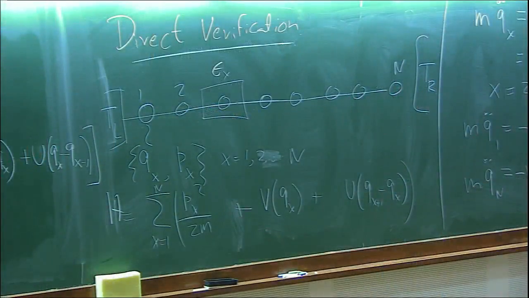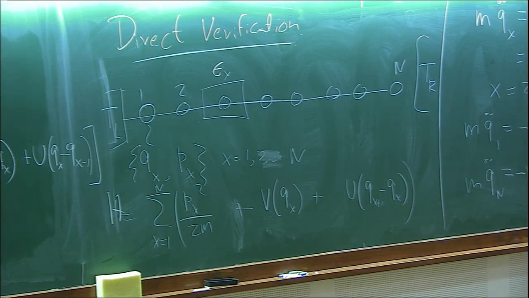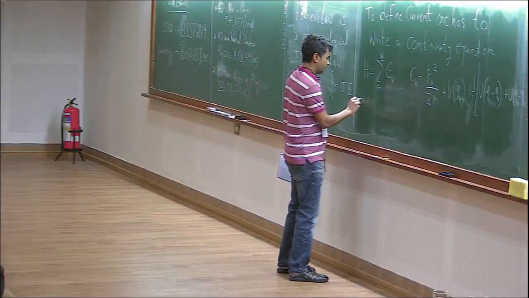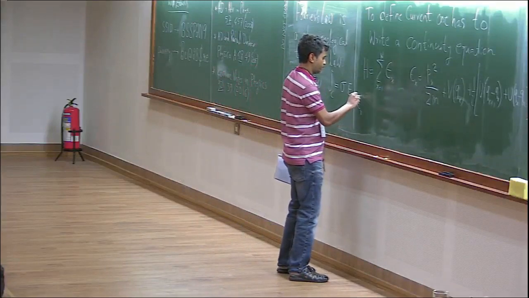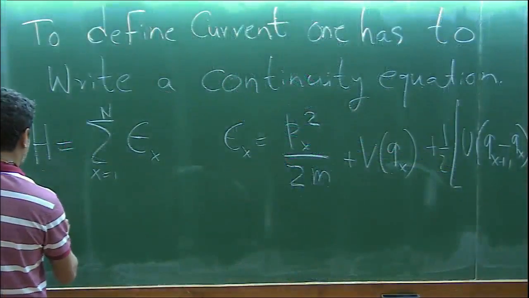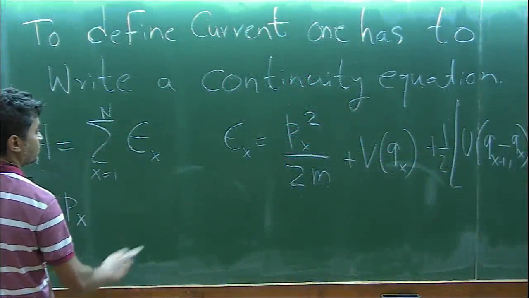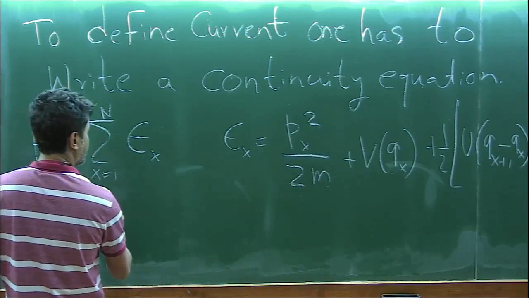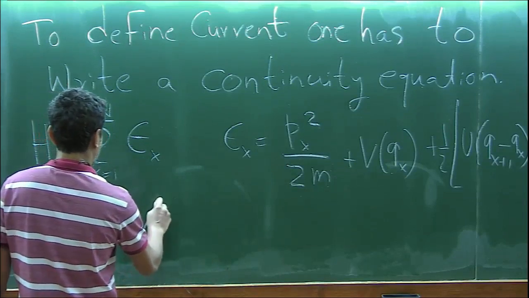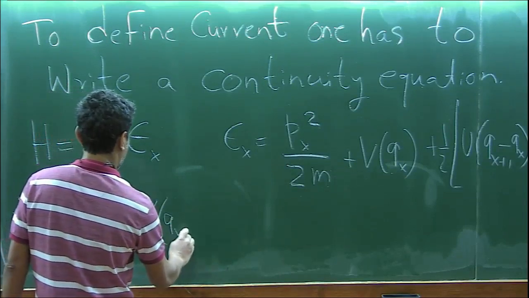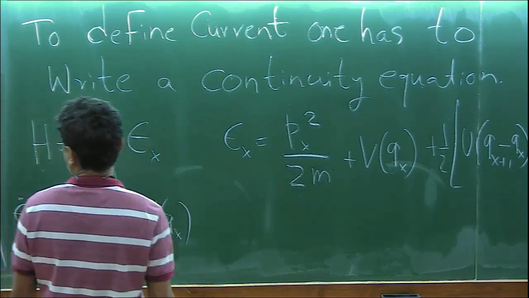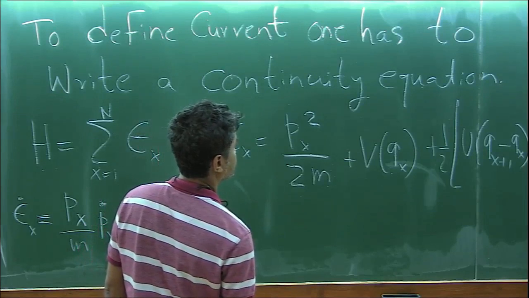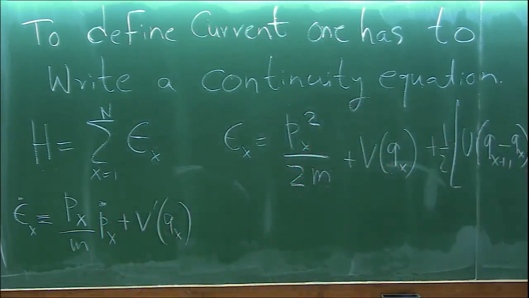So this is the local energy at each particle, and then you just take the time derivative. Let's just do this. If you take the time derivative, we get p_x by m times p_x dot plus V prime of q_x. I'll just quickly finish this.